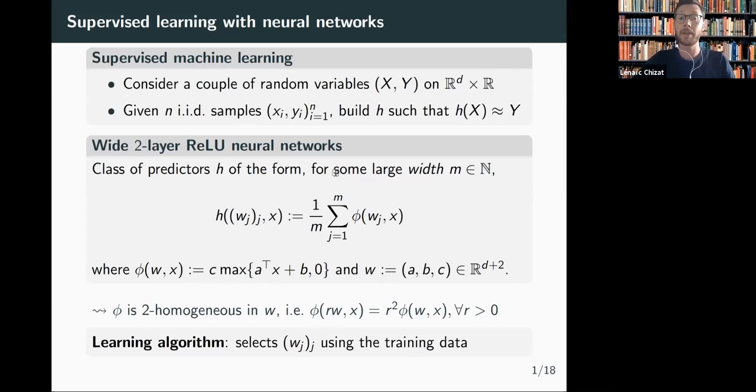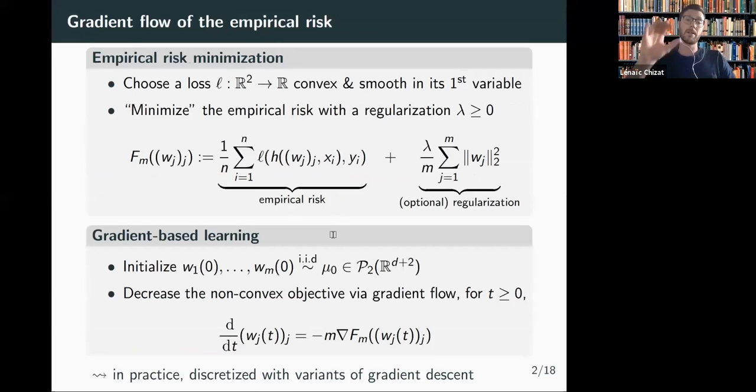So now that we have defined our class of predictor, the goal of the learning algorithm will be to select all these weights, w_j, using the training data so as to reach a suitable prediction function. So to do that, a classical paradigm is empirical risk minimization, in which we use the training data, we minimize some criterion that is observed on the training data, potentially with some regularization.